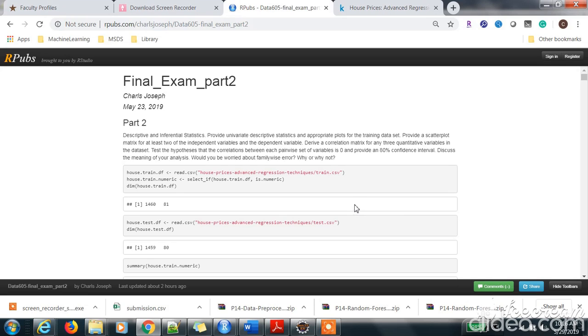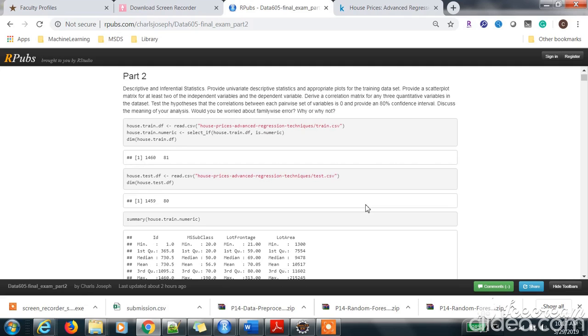I loaded the training data sets and test data sets. As you see here, there are 80 explanatory variables, and one target variable, which is the sales price. And in the test data you have 1459 observations, and these are all a new data set which is used to test the model. So we have 80 explanatory variables in the test data sets also.